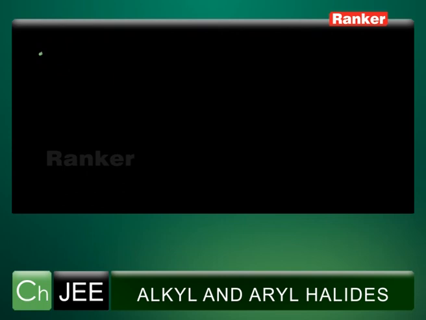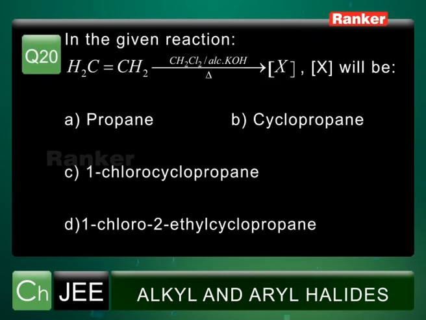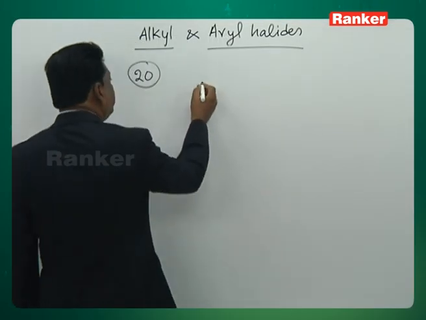20th question. In the given reaction, ethylene is treated with dichloromethane in presence of alcoholic KOH and heated, and X is formed. X will be: option A is propane, option B is cyclopropane, option C is 1-chlorocyclopropane, option D is 1-chloro-2-ethylcyclopropane. So here what happens?